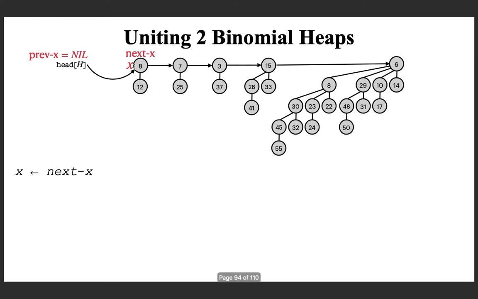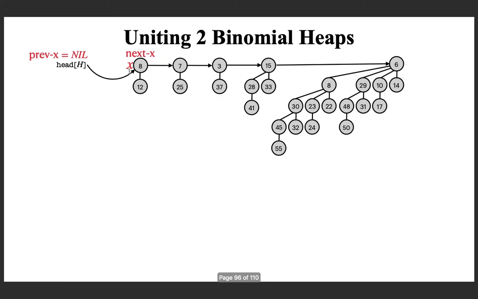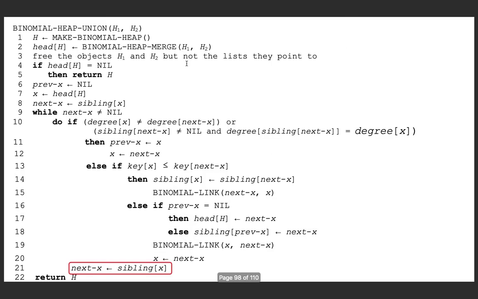X is nothing but next x. So that is what you did, and that is the next statement in the algorithm. X is reassigned to next x. This is the instance that you have. Now next x should go here and point to 7. And what is 7 now? 7 is nothing but the sibling of x. So you have to say that next x should be the sibling of x. And with that, we are finishing the procedure.